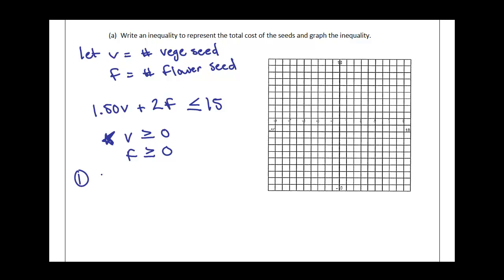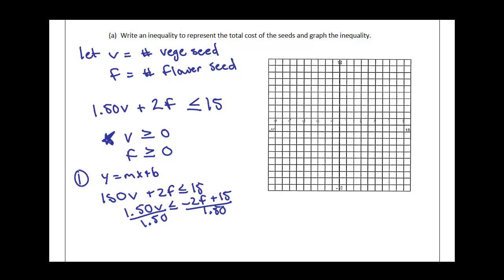Now from there we can go ahead and use our steps to graph the inequality. First step, we need to put it into y equals mx plus b form. Since we have V and F instead of x and y, I'm just going to choose one to equal y, and I'll choose V. So we get 1.50V plus 2F less than or equal to 15. Now 1.50V is less than or equal to negative 2F plus 15, and solving for V, we get V is less than or equal to negative 4/3 F plus 10.